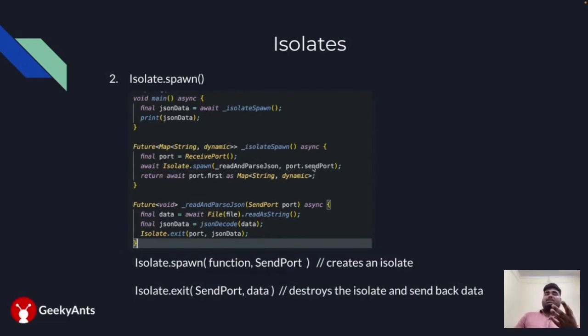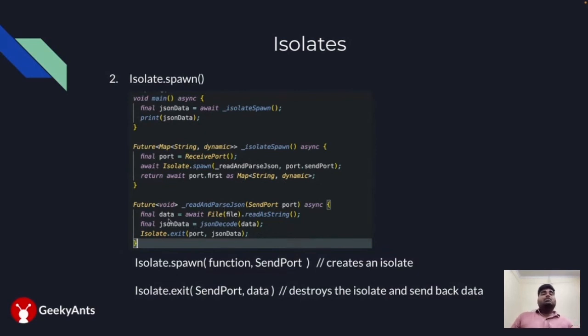The port's send port is an extension of the receive port, passed as an argument, and using that port we can send messages from one isolate to the main thread by writing port dot send and the message. And here we can listen on that port dot listen, and we can listen to those messages and perform certain actions using that.